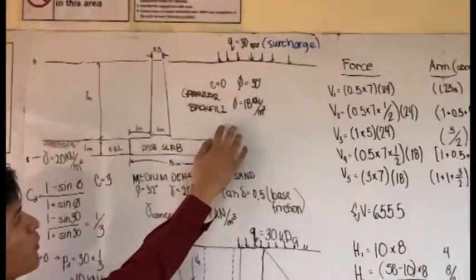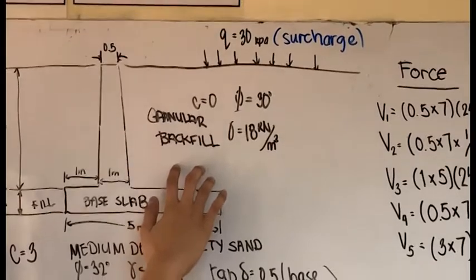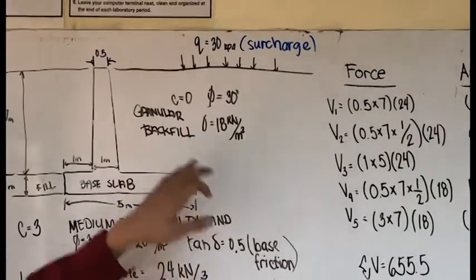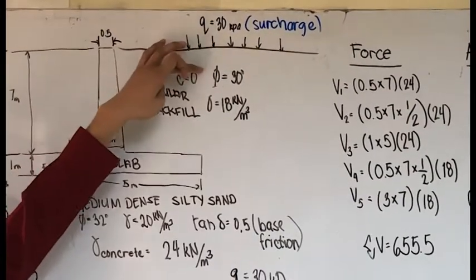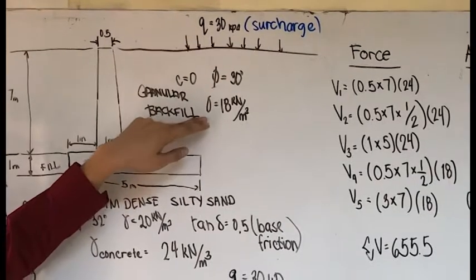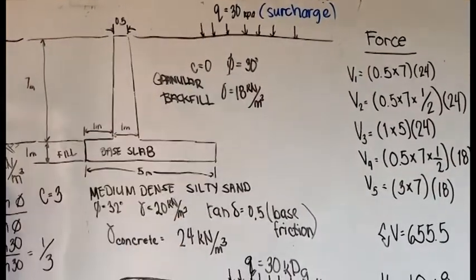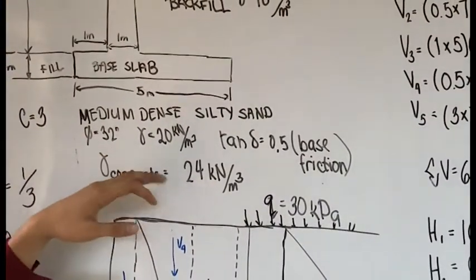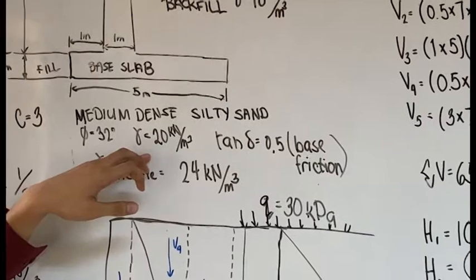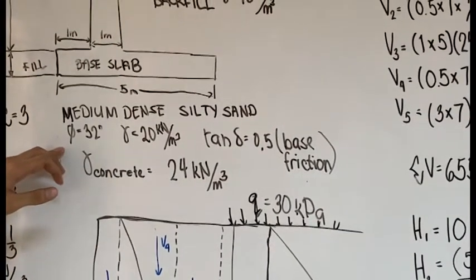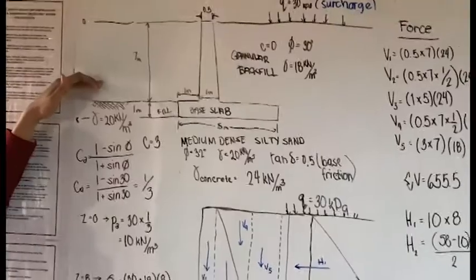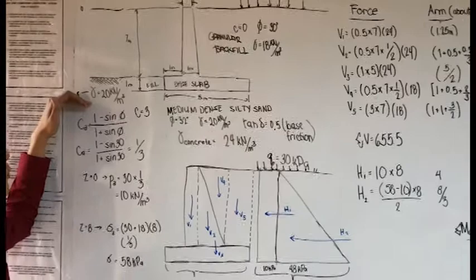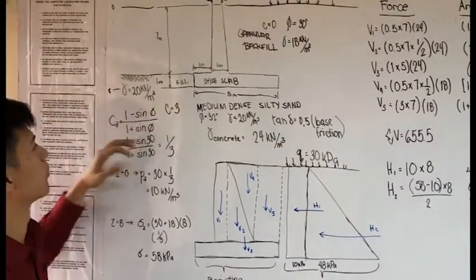In this part, we have a granular backfill with an angle of repose of 30 degrees and a unit weight of 18 kilonewton per meter cube. In the base part, we have a medium dense silty sand with a unit weight of 20 kilonewton per meter cube and an angle of repose of 32 degrees. In this other layer, we have a unit weight of 20 kilonewton per meter cube and it doesn't have an angle of repose.